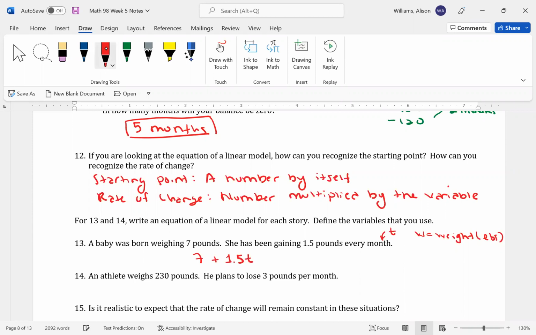By the way, you could have used M for months if you really wanted to, and you could have used P. Like I said, it really doesn't matter. You're creating your own variables. I just happen to like W and T, weight and time. That works for the next problem, by the way. If I do T again for month and W for weight.